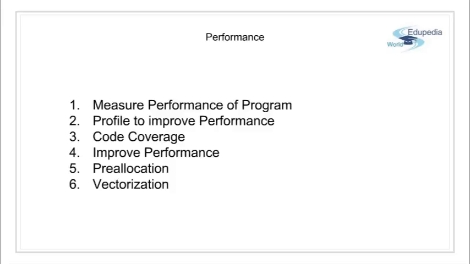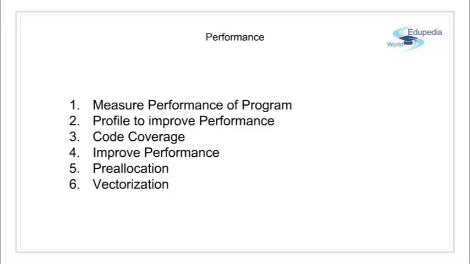First section is where I will provide overview for the measure of performance of program. Second section is where I will show how to use profiler and get profiling reports. Third section will cover code coverage in Matlab. Fourth section, I will discuss the ways to improve the performance of the code. In the fifth section, I will discuss the advantages of preallocation. The sixth and final section, I will emphasize on the use of vectorization of algorithm for better performance of code and program in Matlab.